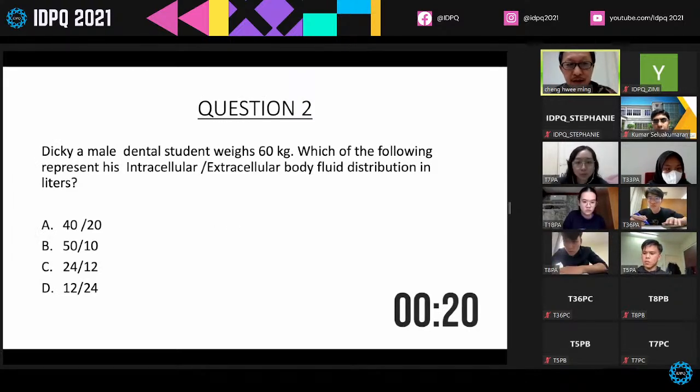Vicky, a male dental student, weighs 60 kilograms. Which of the following represents his intracellular, extracellular body fluid distribution in liters? 40, 20; 50, 10; 24, 12; or 12, 24. Your time starts now.